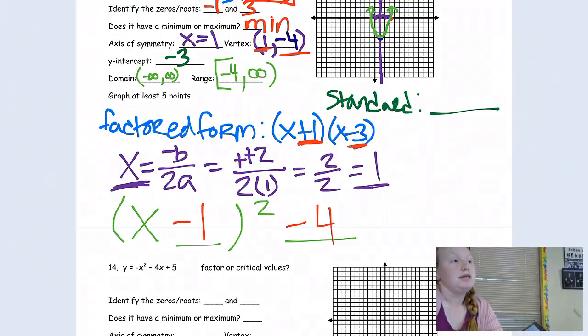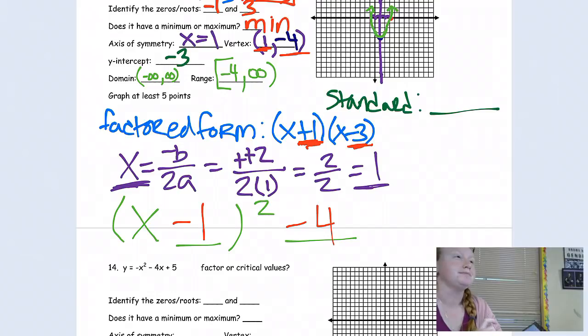You should be able to name a couple of points for me. The y-intercept comes from standard form. It's negative 3. The x-intercepts come from factored form. It's the opposite of these numbers. It's negative 1, positive 3.